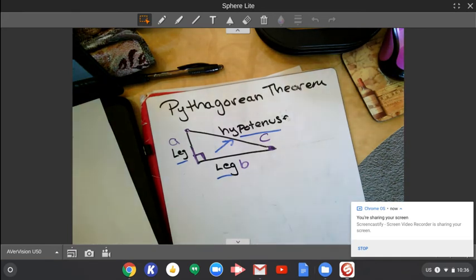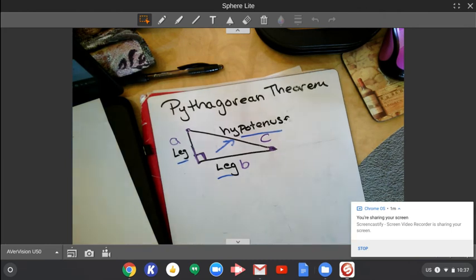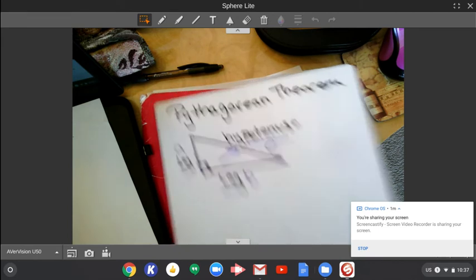Okay, so today we're going to work on how to find A or B given C. Like I said, yesterday you had A and B and you were finding C. So you're just going to do one thing a little bit differently. You're going to subtract instead of add when you use the Pythagorean theorem. I'm going to go over a couple of the examples.